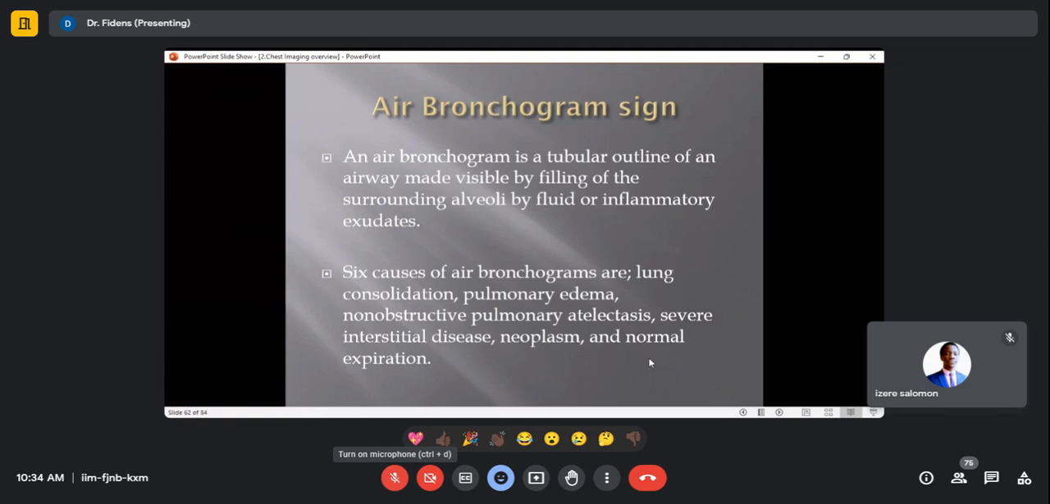And normal expiration. Normal expiration, because the lungs become white and you can still see some air within the bronchi. Those are the causes where you can see this sign, air bronchogram sign. Okay?